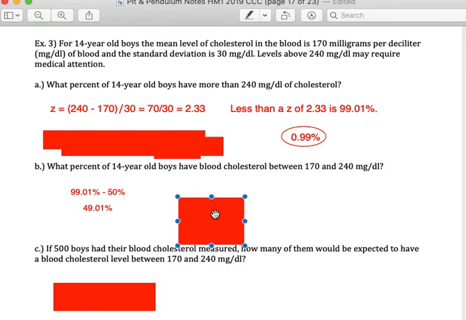All right, C. So what if we have 500 boys and we have collected their cholesterol levels? How many of them would be expected to have a cholesterol between 170 and 240? So if we take data for another 500 boys, how many of them would be then in that range? What are we going to do mathematically? Multiply the percent by the people. Okay, and so in our calculator, we're going to take 500 times what?